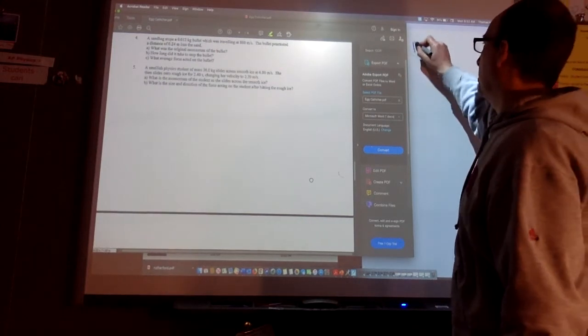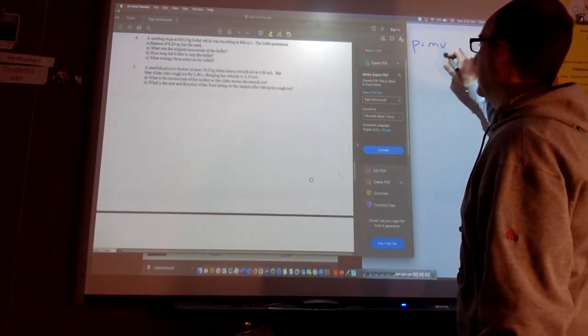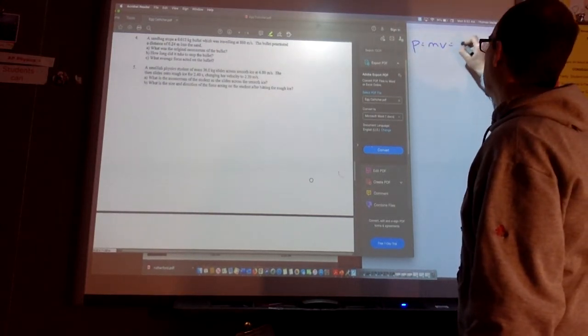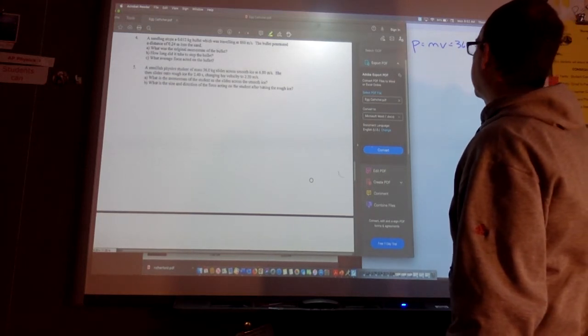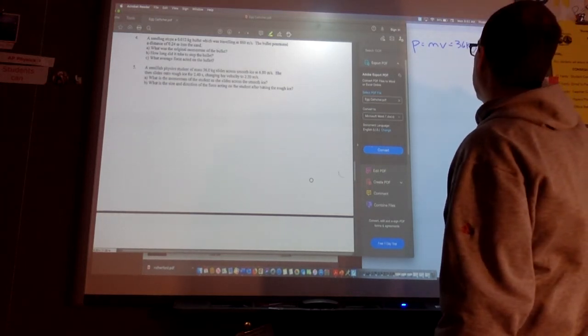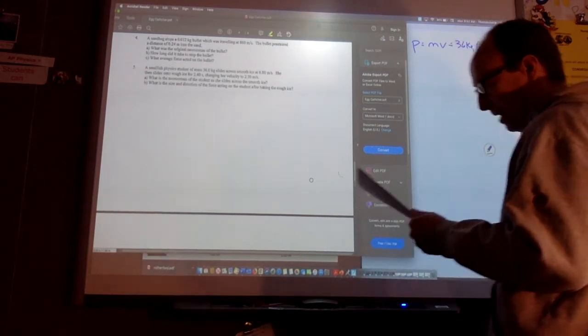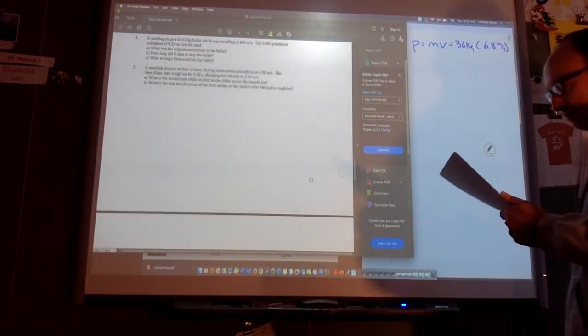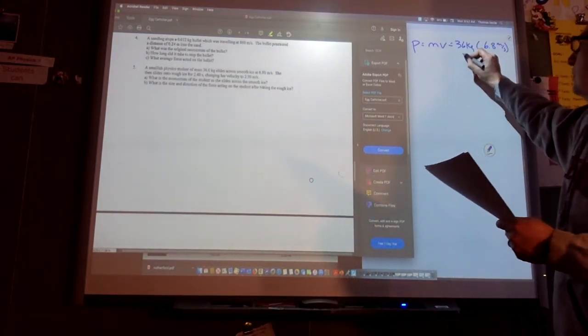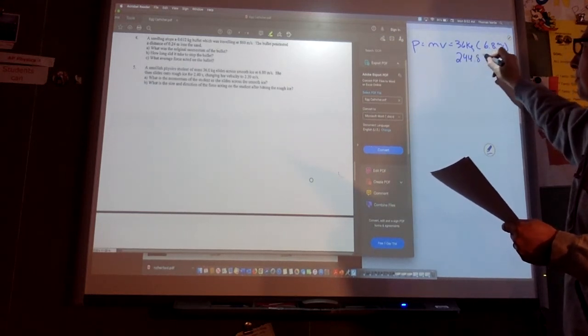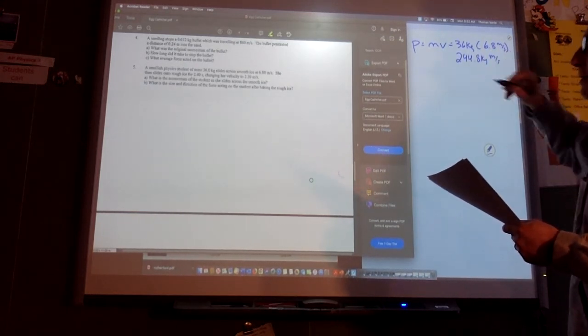So her original momentum would just be her mass times the velocity. So this is going to be 36 times 6.8. And that is going to be 244.8 kilogram meters per second.